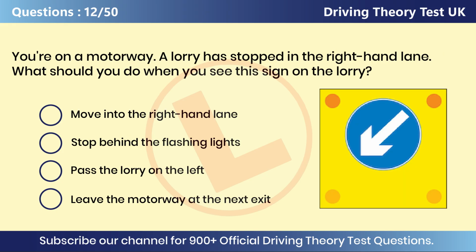Question 12. You're on a motorway. A lorry has stopped in the right-hand lane. What should you do when you see this sign on the lorry? A. Move into the right-hand lane. B. Stop behind the flashing lights. C. Pass the lorry on the left. D. Leave the motorway at the next exit.